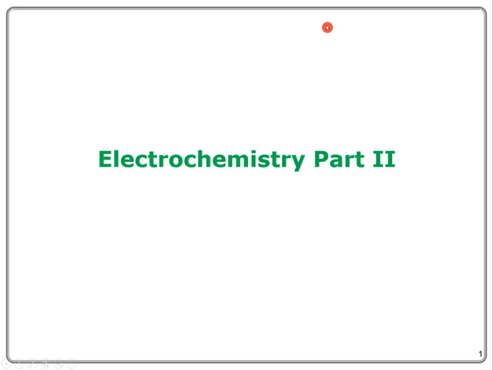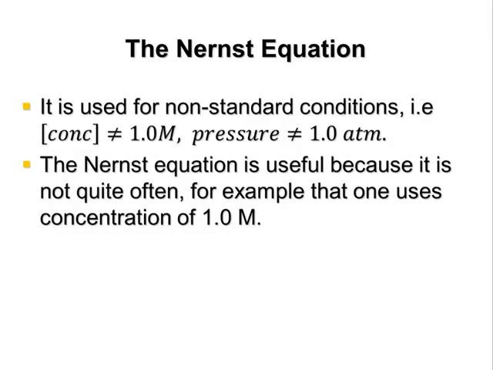Today, in electrochemistry part 2, we'll focus mostly on what you normally refer to as the Nernst equation. So we have the Nernst equation. Now, the Nernst equation is good for non-standard conditions.